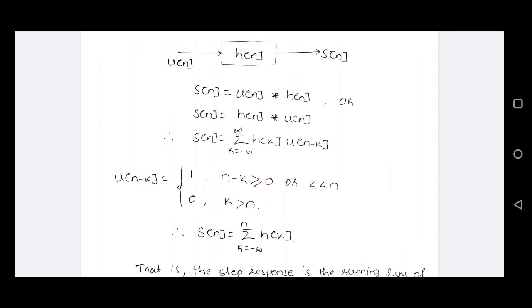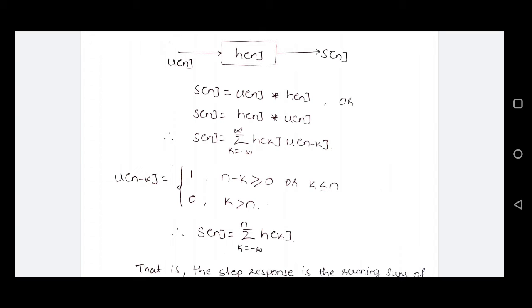Writing the convolution summation for the above LTI system, s of n will be equal to the summation over k from minus infinity to plus infinity of h of k u of n minus k. Now u of n minus k is a reflected and shifted version of the unit step function, which is defined as having only two values, either 1 or 0. Now the question is, when will it be equal to 1 and when will it be equal to 0.